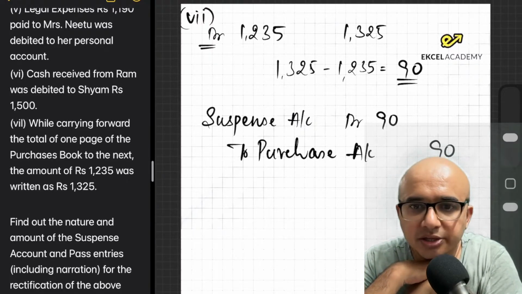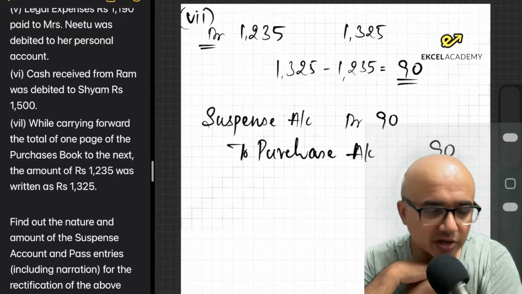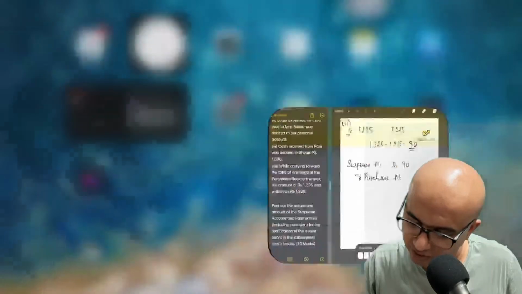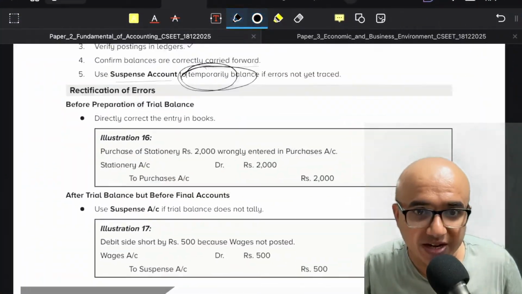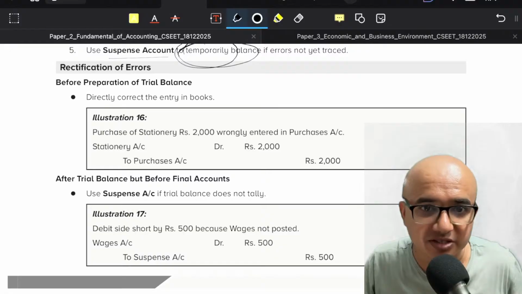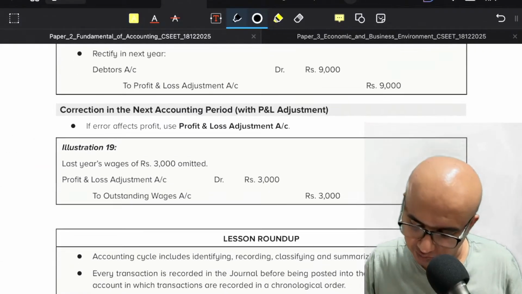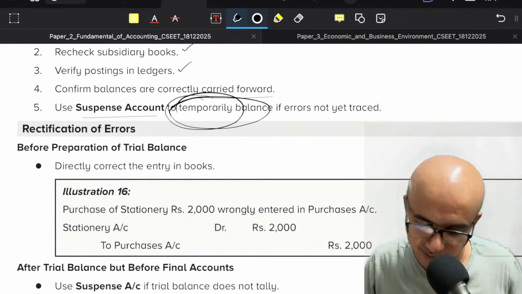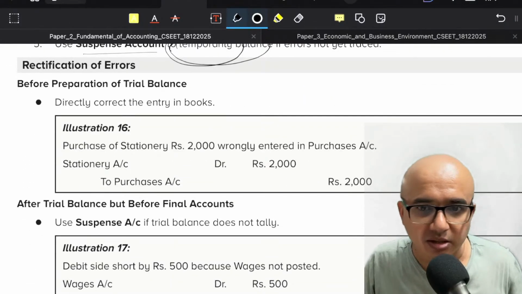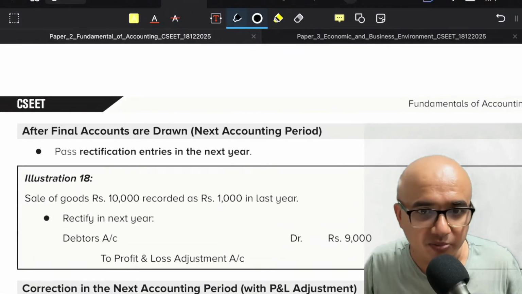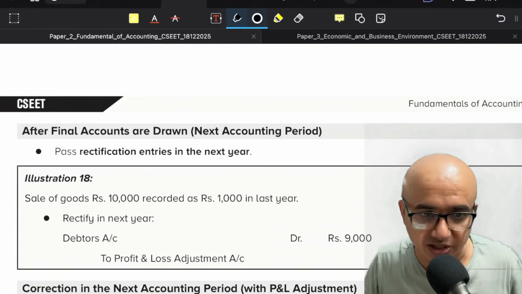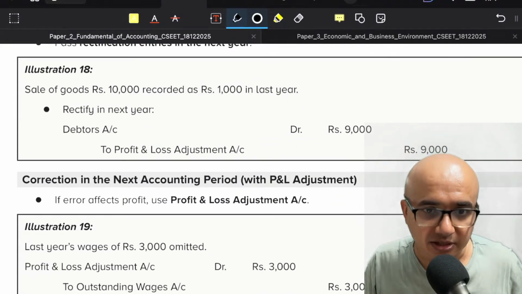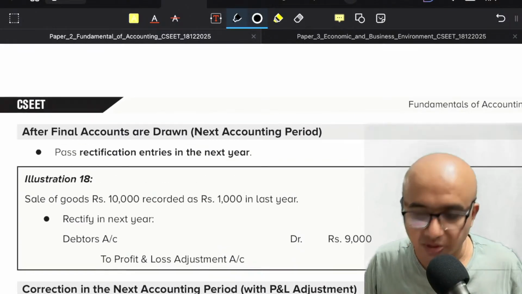So that's it with respect to rectification of errors. I have solved a few detailed problems so far. The reason why I did so was, if you look at your material, which is this, there is hardly any problem there on rectification. But it's a very important topic for us to understand the journal entries as well. It's not just about rectification, it is also about journal entries. So that's the reason why I touched upon rectification in detail.